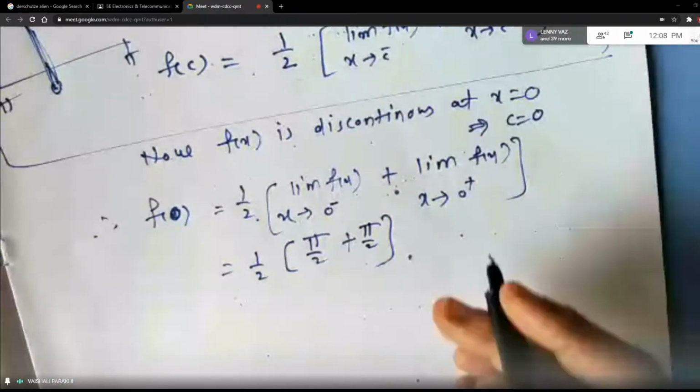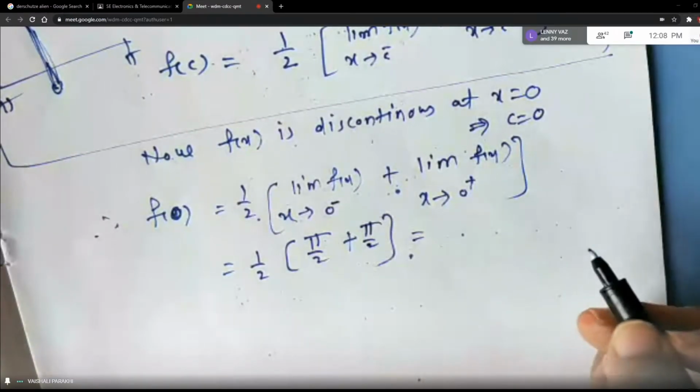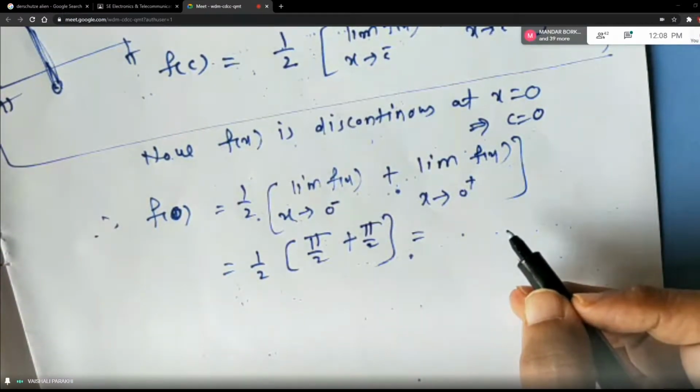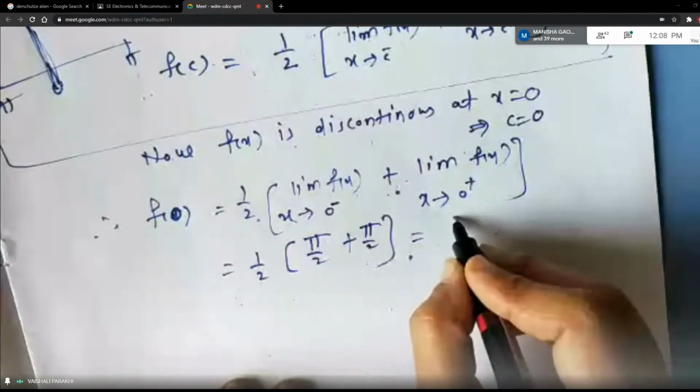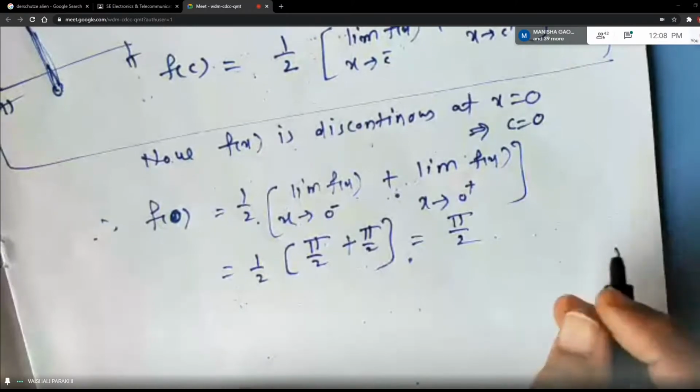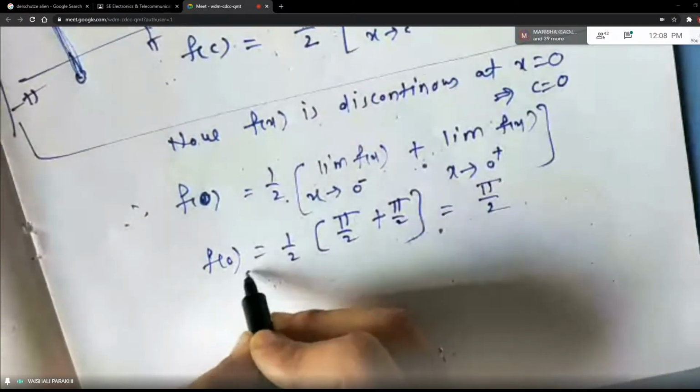Okay. So this is pi by 2 plus pi by 2 is 2 pi by 2. That is pi. So what is your answer here? It will be pi by 2. So your f of 0 is pi by 2.